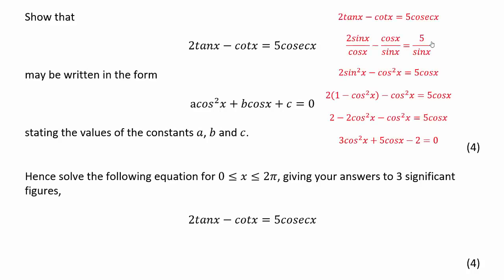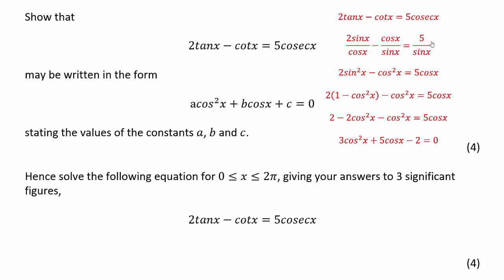The algebra for the first part. We replace tan x with sine over cos. We replace cot x with cos over sine this time. You could go for 1 over tan, but I think the next step would be to replace out that tan with a cos over sine anyway. And the 5 cosec becomes 5 over sine x. Doing some multiplying through by cos x and by sine x gets you to the third line down there. 2 sine squared minus cos squared equals 5 cos.